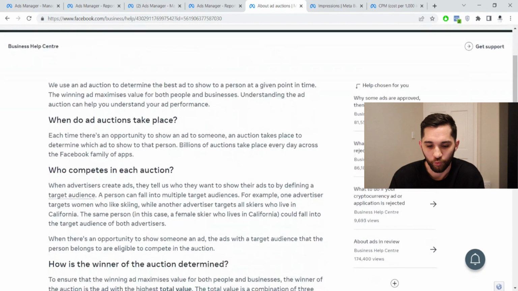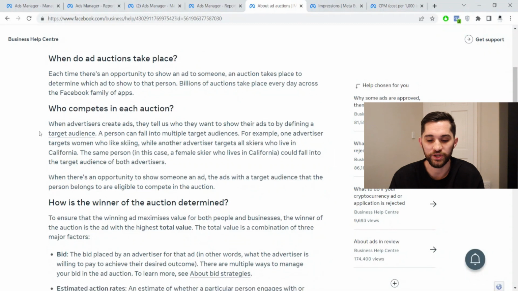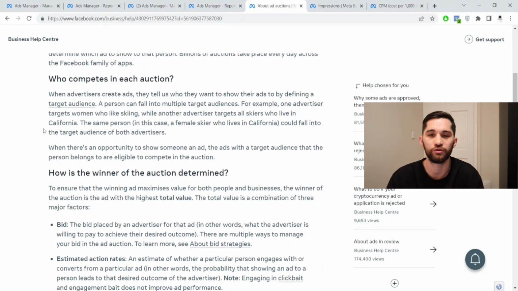So when do auctions take place? Each time there's an opportunity to show your ad to someone, an auction takes place to determine which ad will be shown to the person. Billions of auctions take place every day across the Facebook family of apps. So who competes in the auction? You and other advertisers who are targeting similar people.